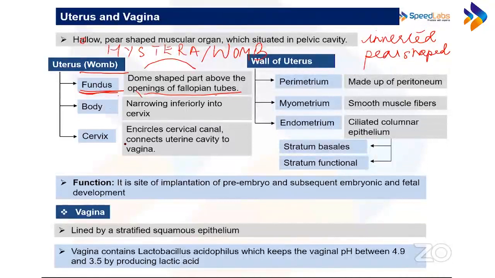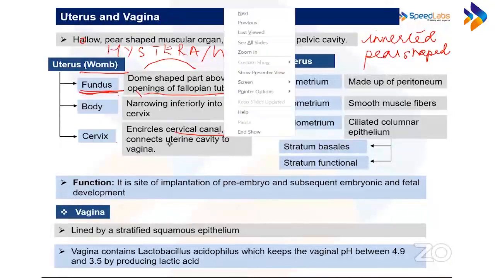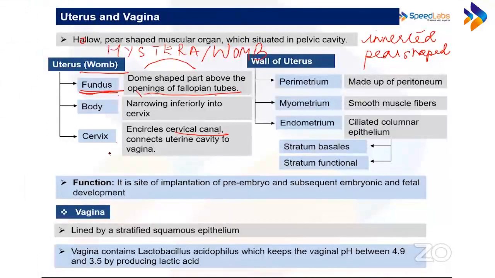Cervix is actually the inferior, the lowermost portion, the neck of the uterus. It encircles or surrounds the cervical canal. And you know that the cervical canal opens into the uterine cavity. There are two openings: the external os and the internal os.